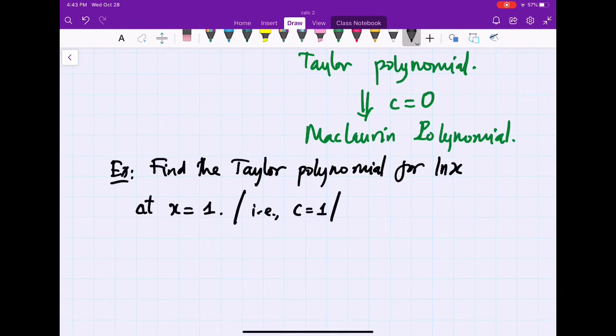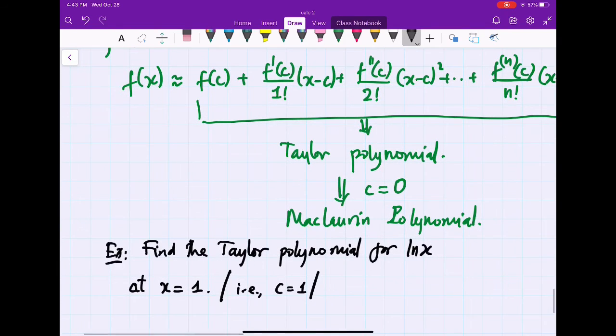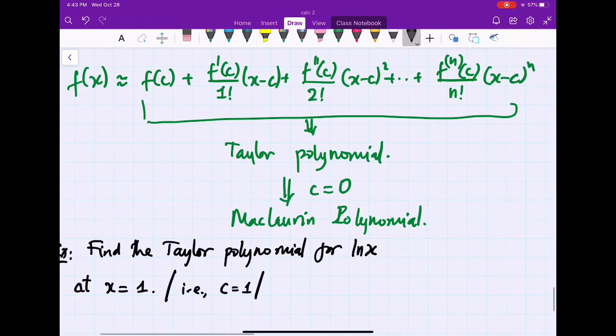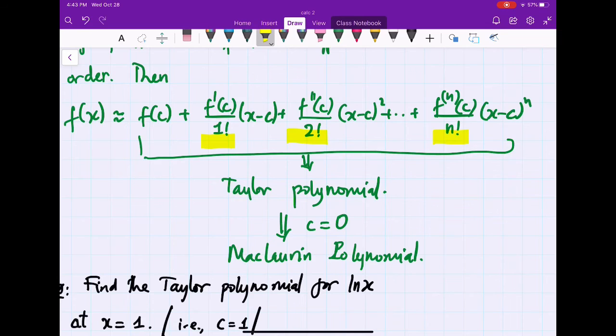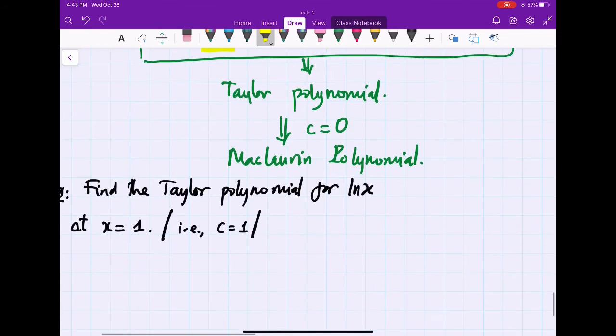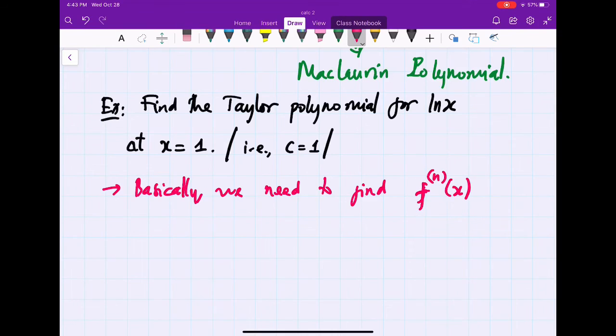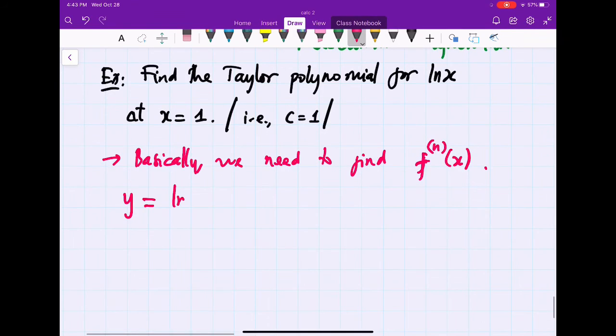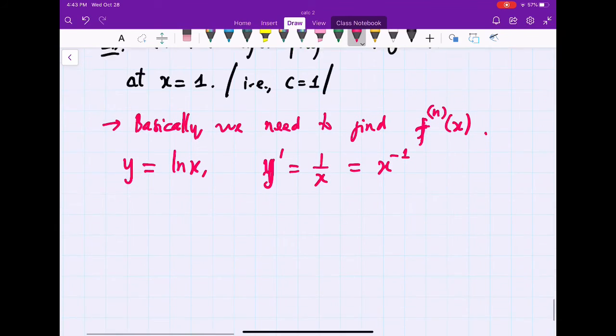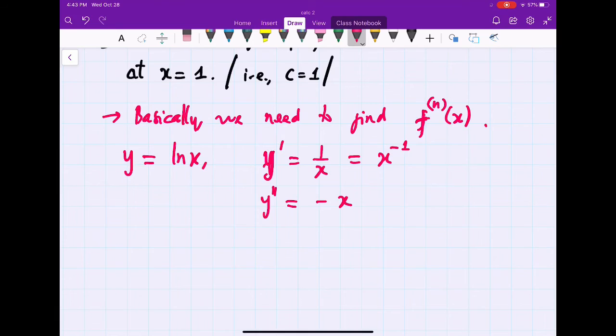Now let's apply that technique to find the Taylor polynomial for the function ln of x. So basically, we need to find the derivative of the function, of order n. That means we have to differentiate n times. Okay, all right, let's do that. Basically, we need to find the derivative of the function of order n for any n. So if you have y equal to ln of x, the first derivative y prime is 1 over x. I can write x to negative 1, right? The second derivative is negative x to negative 1 minus 1, which is negative x to negative 2, right?